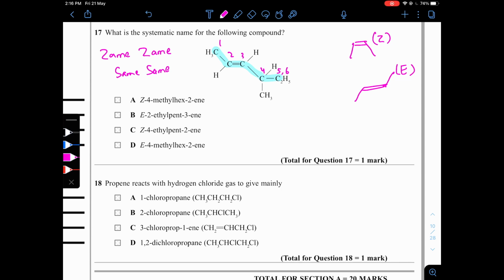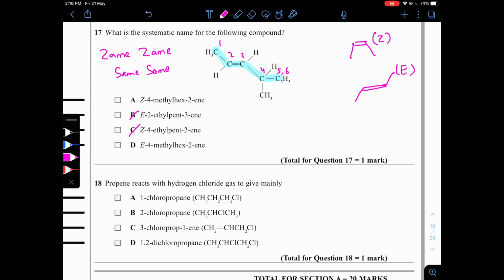So we can get rid of the pent ones. So E and B and C are gone. So now we're left with hex. Now we're left with this.